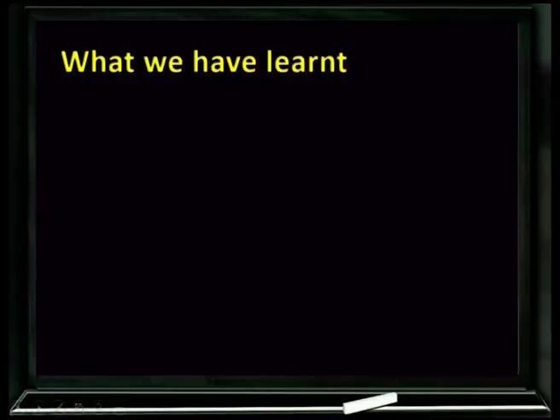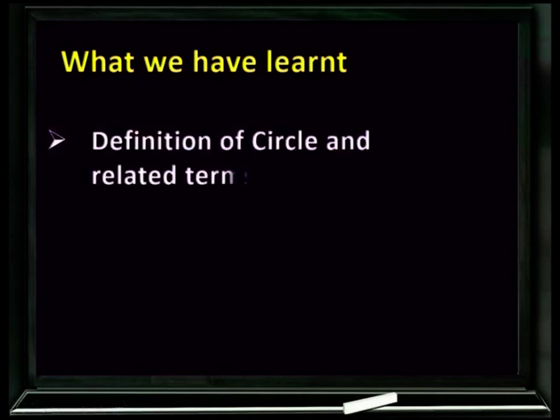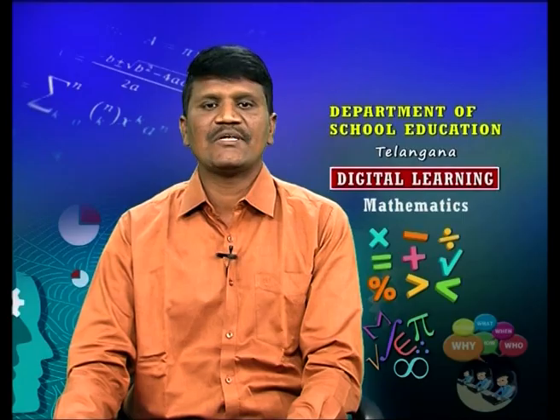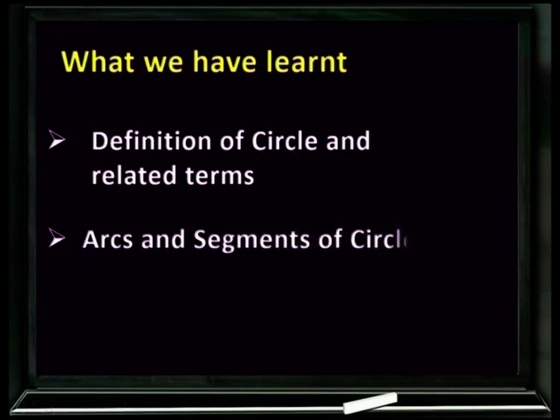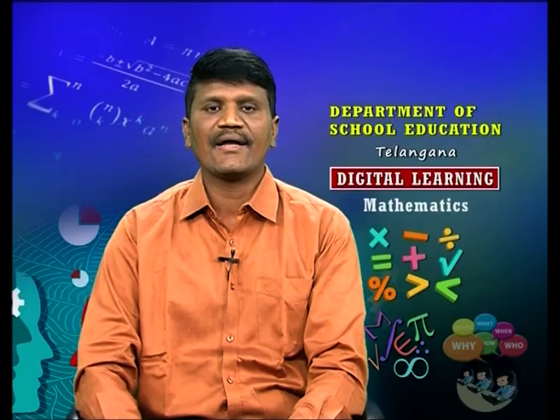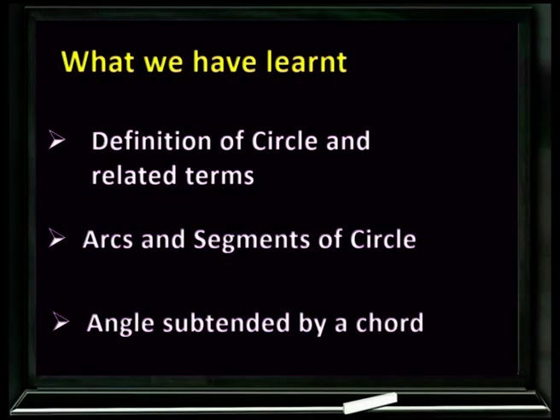What have we learned, students? We have learned the definition of a circle and the related terms. We have learned what is the center, what is the radius, what is a chord, diameter, and also we have learned arcs and segments of a circle. What is an arc, what is a minor arc, what is a major arc, what is a semicircular arc, and also what is a major segment, what is a minor segment, and what is a semicircular segment. And also we have learned angles subtended by a chord.